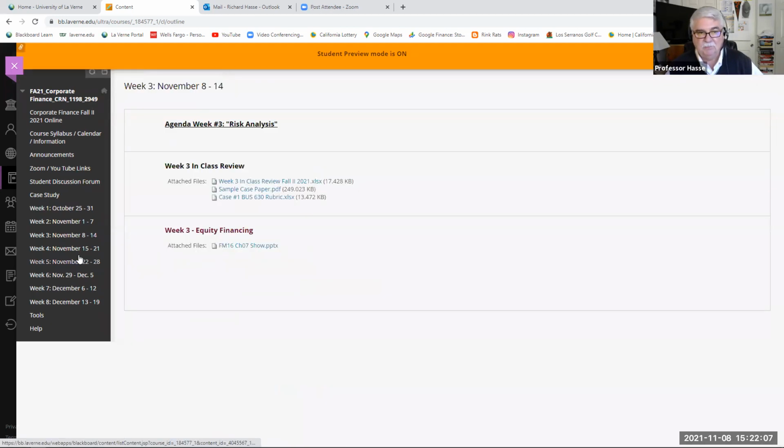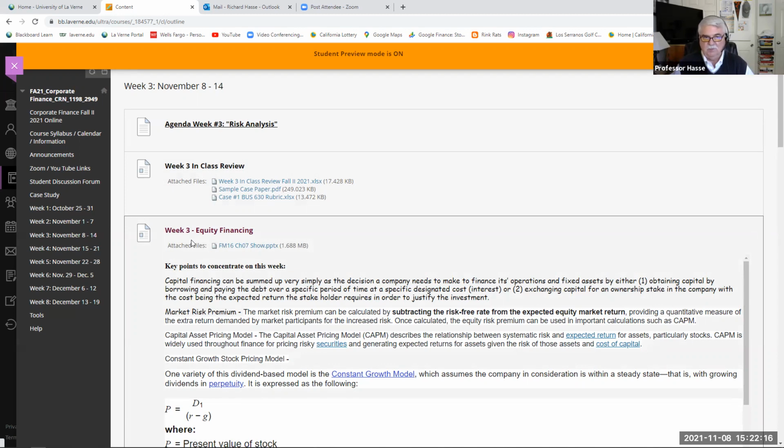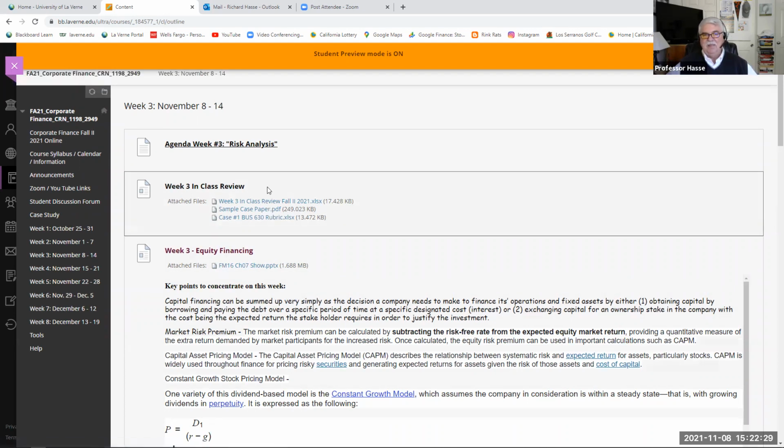This week, in week number 3, our subject is the risk analysis. A couple of files that I urge you to look at, and we'll be looking at some of these files in just a moment. I've given you a sample case paper, just a sample of an APA format, which I'll be looking for as how the paper is formatted. Don't pay any attention to the information in this sample, but to how the work should be formatted. Also, I give you, and we'll discuss, a rubric about how I'll be grading this case number 1 work.